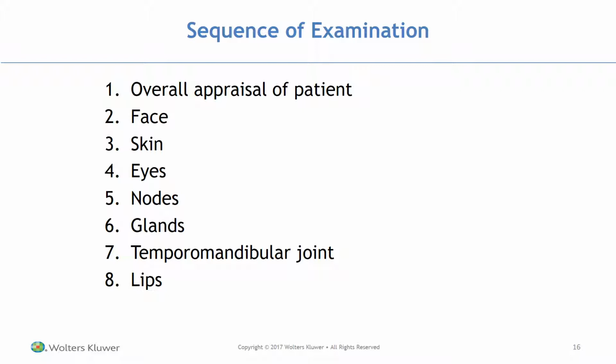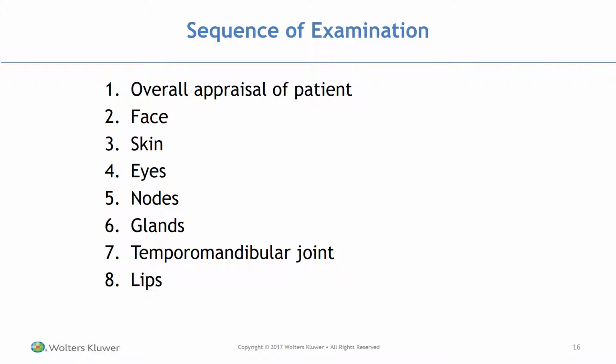And then you're going to start with the face. Is anything drooping on one side or the other? Look at their skin. Do you see any lesions on their skin? Their eyes. Then you're going to go check their lymph nodes, and we're going to have a picture of that coming up here. You do need to know the different lymph node chains. And then you're going to check the glands, and then you're going to slip your hands up to the TMJ and then to the lips.